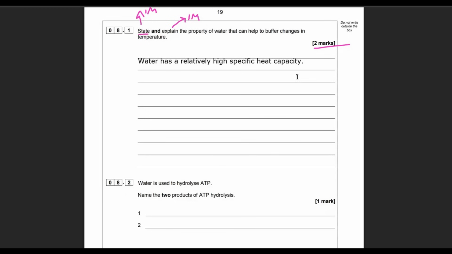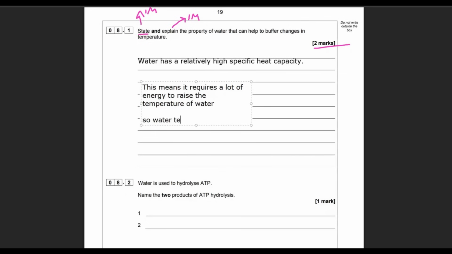Now, we don't need to talk about any of that in our explanation. We just need to say what having a high specific heat capacity means. That's what they mean by explain. State the property, the high specific heat capacity. Now can you explain what it means? This means it requires a lot of energy to raise the temperature of water.